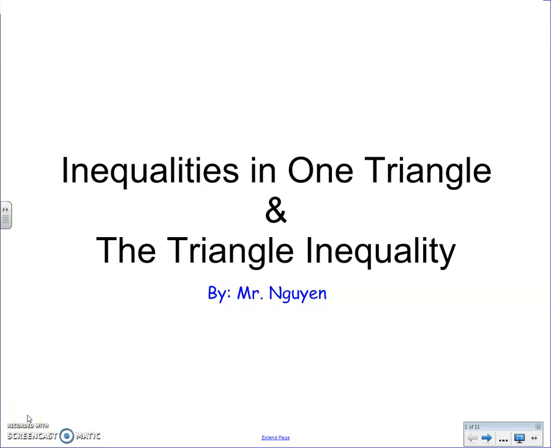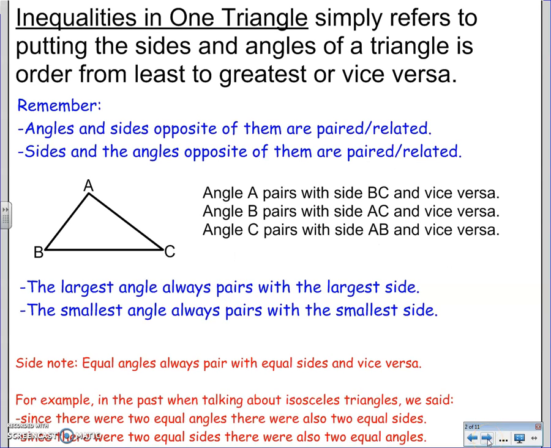Hello, this is Mr. Win, and this video is about inequalities in one triangle and the triangle inequality. So, inequalities in one triangle just refers to putting the sides and angles of a triangle in order, usually from least to greatest, or sometimes backwards, greatest to least.